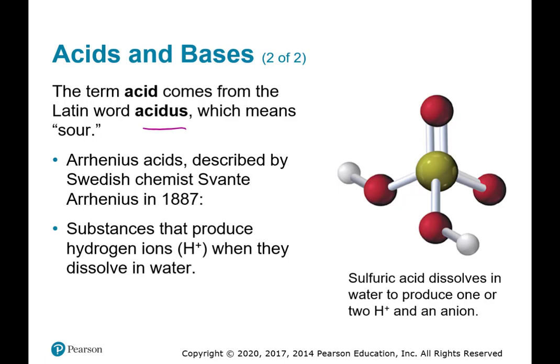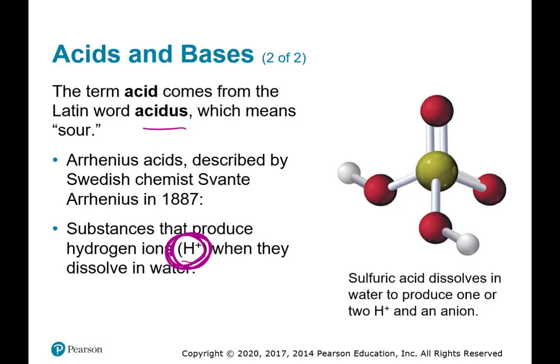An Arrhenius acid, described by the Swedish chemist Arrhenius in 1887, is a substance that produces hydrogen ions when it dissolves in water. And that hydrogen ion, that H+, is what we're looking for.